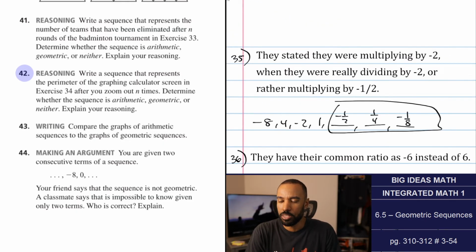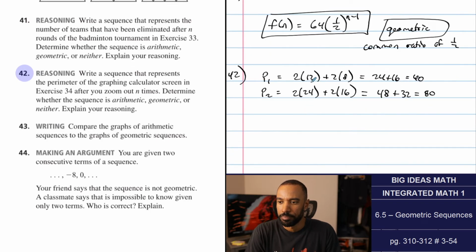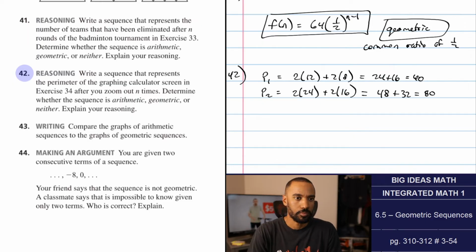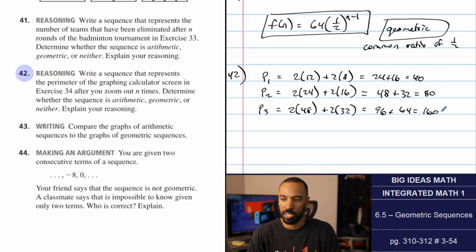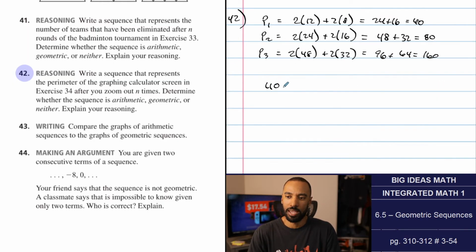1536. Now 1536 is a result of doing, I think, 48 times 32. I have to do this on my calculator. 48 times 32. So I'm doubling the dimensions of each of my things. Yeah, 1536. So the perimeter of the third is 2 48s plus 2 32s, which is 96 plus 64, which is 160. So you can see here the 40, 80, 160, etc.